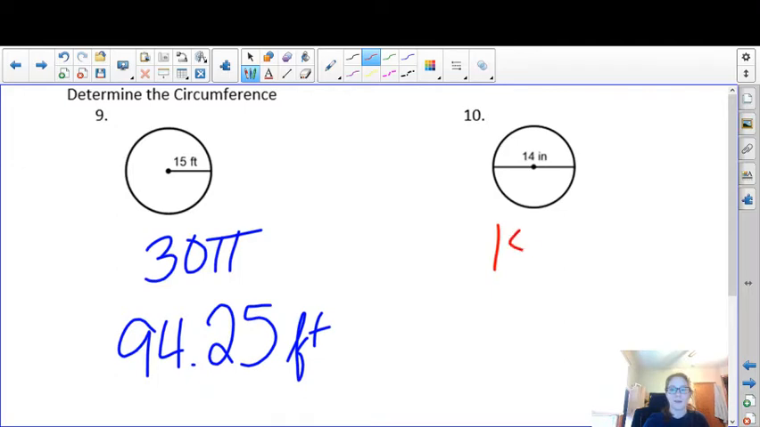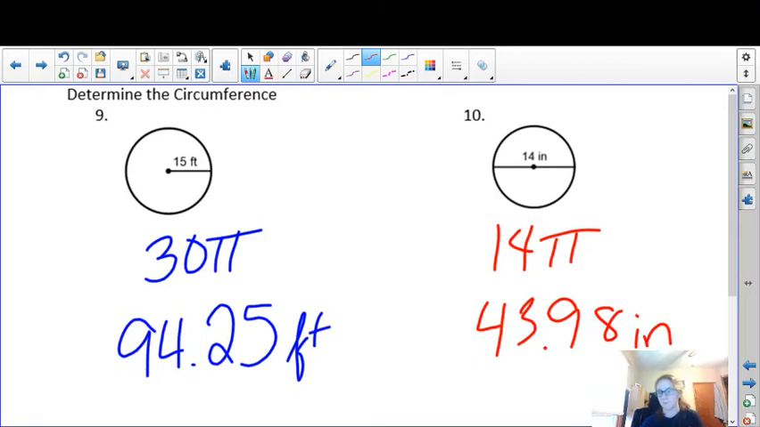Number 10, I need the diameter, so I have it, so 14 pi, which is 43.98 inches.